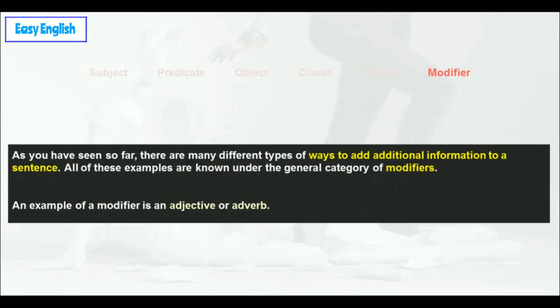As you've seen so far, there are many different types of ways to add additional information to a sentence. All of these examples are known under the general category of modifiers. An example of a modifier is an adjective or adverb.